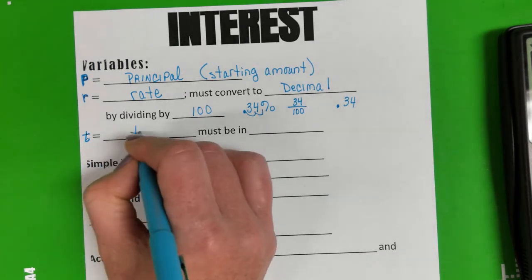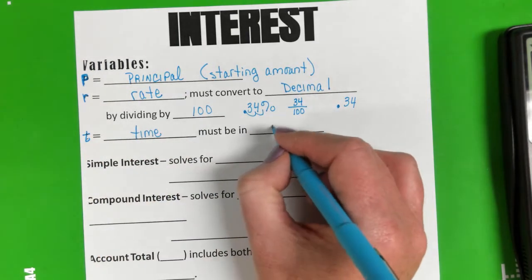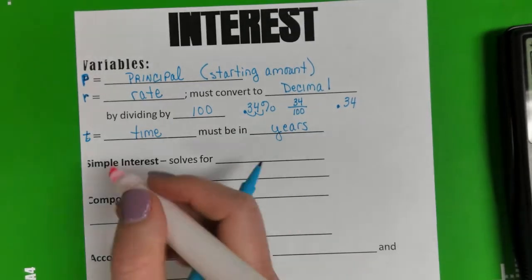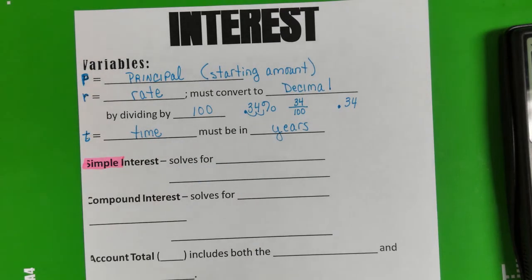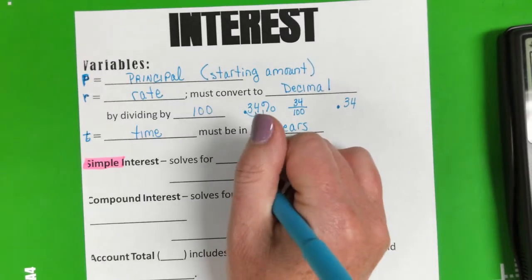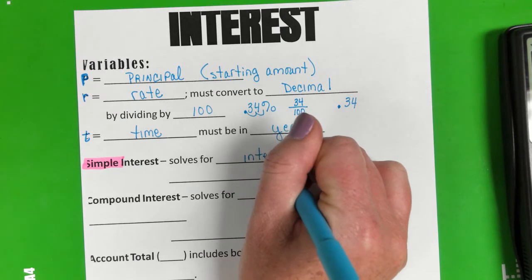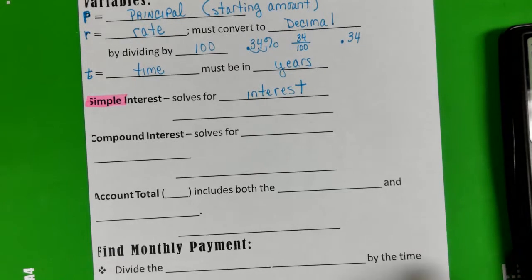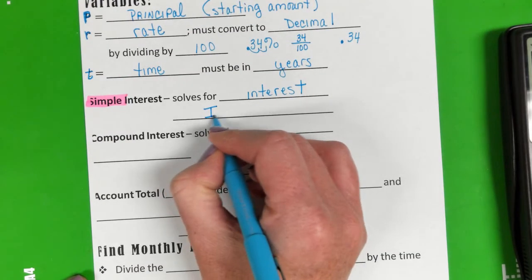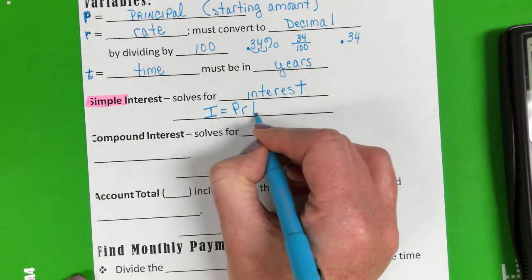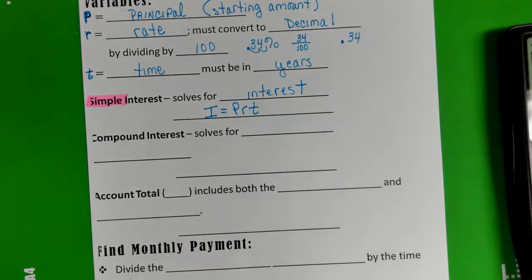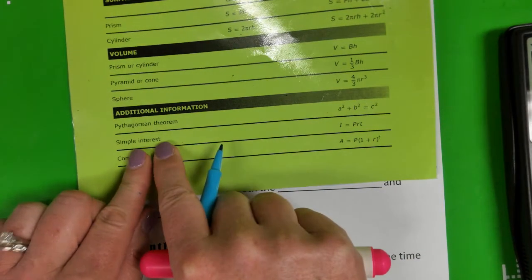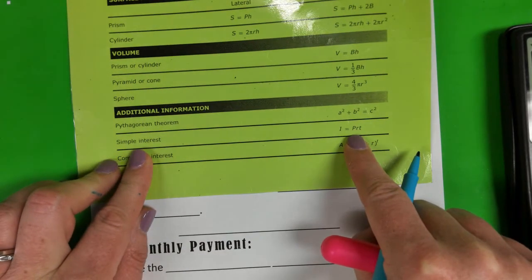T, remember, stands for time. Time must be in years. Now remember, we have two different kinds of interest. We have simple interest, and when we use the formula, it solves for the interest. Our formula for simple interest, remember, is I equals PRT. And I'm going to look at your formula chart, and I just want you to see that the simple interest formula is right here on your formula chart.